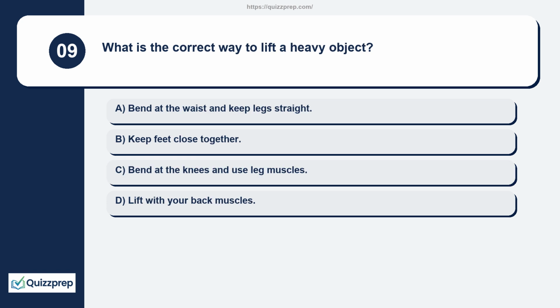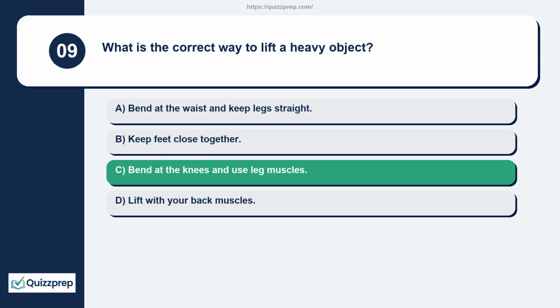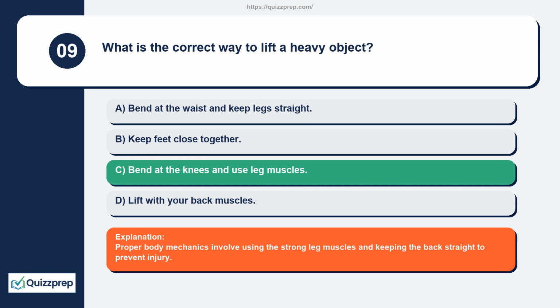Question 9. What is the correct way to lift a heavy object? Bend at the waist and keep legs straight. Keep feet close together. Bend at the knees and use leg muscles. Lift with your back muscles. Proper body mechanics involve using the strong leg muscles and keeping the back straight to prevent injury.